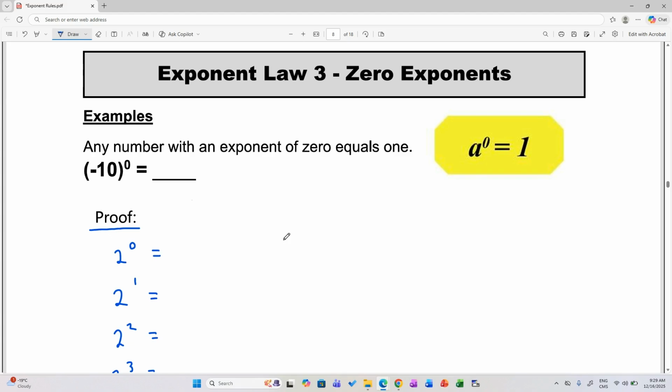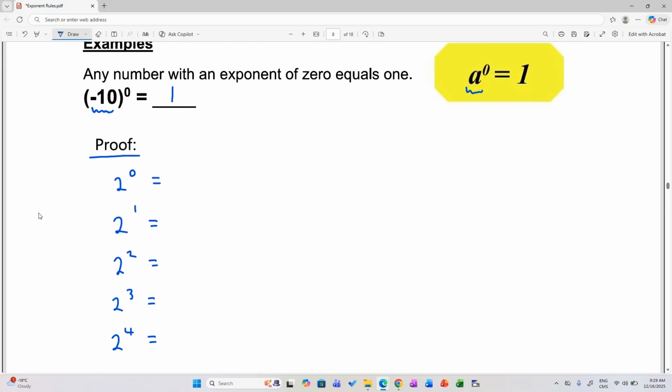Hi class, in this video we're going to be talking about our third exponent rule, and this one is called zero exponents. Basically what it means is any number with an exponent of 0 is going to equal 1. So any base or number, let's say a is my base, if it has an exponent of 0, it's going to equal 1. So here's my example here. If I have negative 10 as my base, and it's to the exponent of 0, my answer is simply going to be 1. And now I'm going to do a quick proof for you guys.